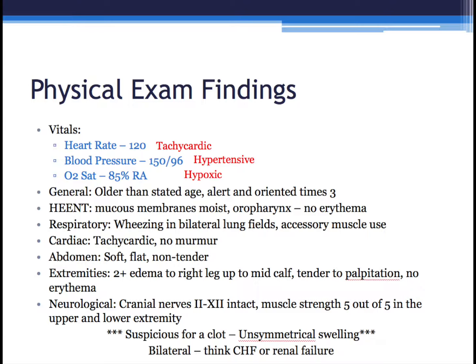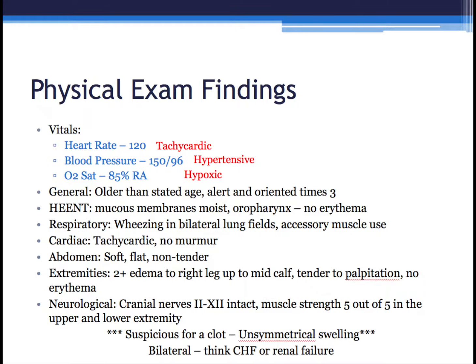Blood pressure 120 over 80 is essentially your gold standard for blood pressure, so this being higher would deem this patient hypertensive. O2 sats are 85% on room air, which is hypoxia. Anything less than approximately 92% is considered someone who is not getting a proper amount of oxygenation to their lungs.